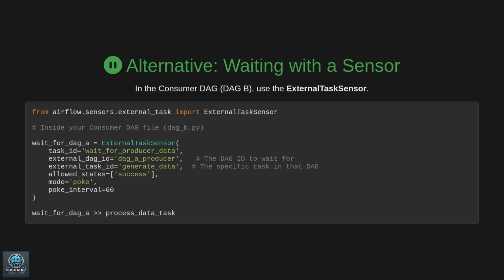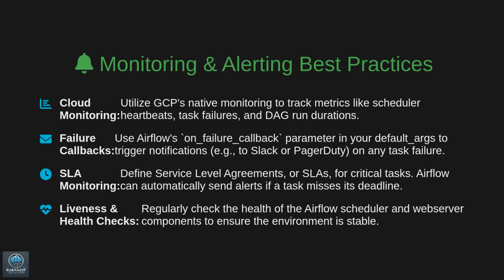An alternative, more loosely coupled approach is to use a sensor. Instead of the producer triggering it, the consumer DAG runs on its own schedule, but its first task is an ExternalTaskSensor. This sensor will pause and wait until a specific task in an external DAG has completed successfully. This is useful when the two DAGs are managed by different teams or have different schedules, but a dependency still exists.